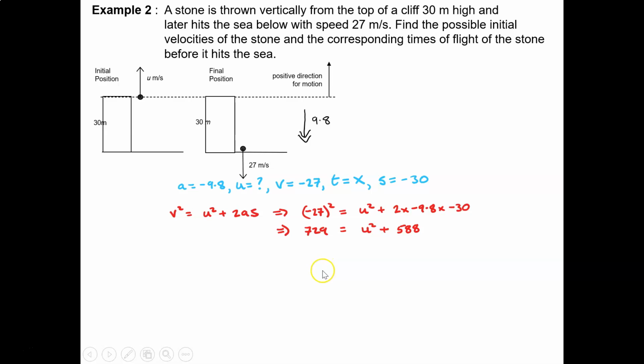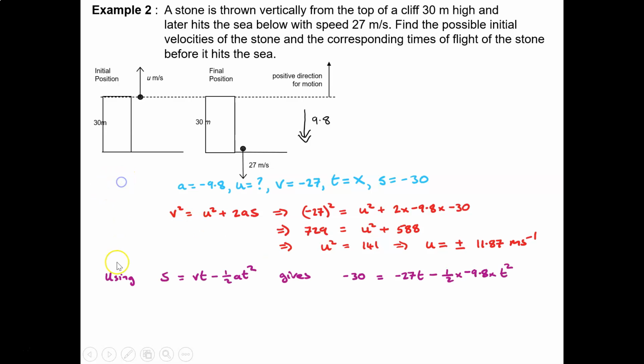Therefore, on the left, we've got 729. On the right, we've got u squared plus 588. So u squared would be 141, and u would be plus or minus 11.87. Therefore, either we throw it up with a velocity of plus 11.87, or we are throwing it down with a velocity of 11.87, giving us the negative velocity for going down.